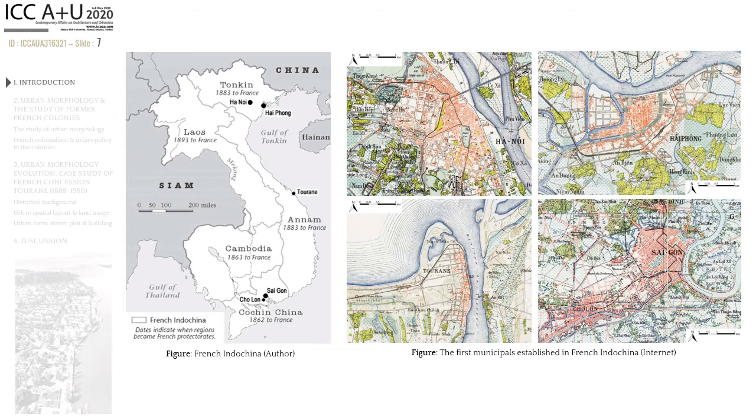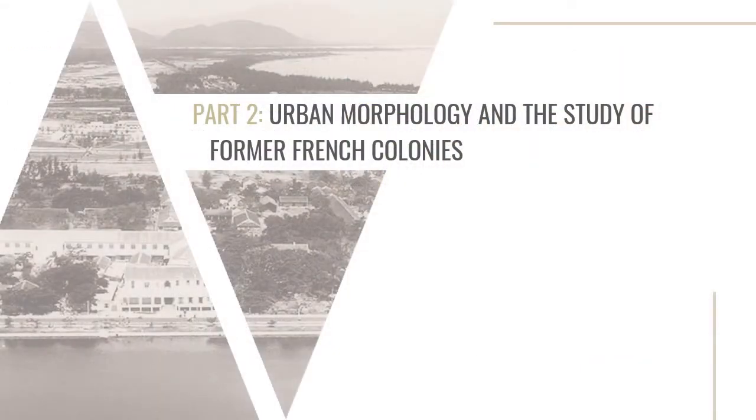Then it is necessary to clearly define the role and impact of the French on the urban formation and development of Tourane. The result of this research, through the study of urban morphology, clarifies the characteristics of urban evolution of the French concession Tourane during their domination, including the urban spatial layout, land use, and urban form. In the next part, urban morphology and the study of former French colonies will be presented.